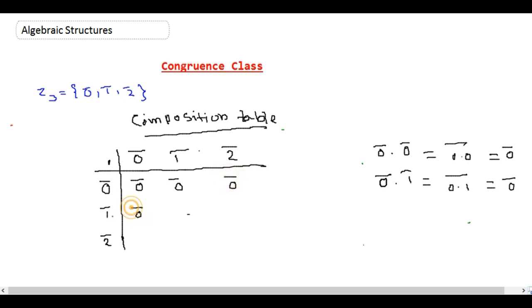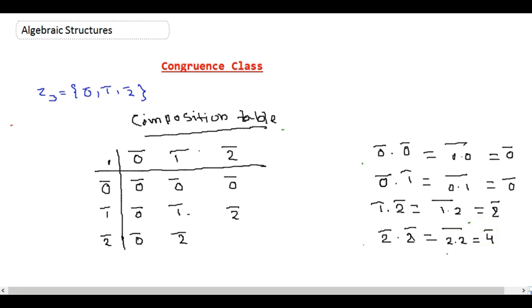1 into 0 is 0 bar, 1 into 1 is 1 bar, 1 into 2 bar is 1 into 2 whole bar, so it's 2 bar. 2 into 0 is 0 bar, 2 into 1 is 2 bar, 2 into 2 is 4 bar. Now we divide 4 by 3, and we get the remainder 1. So 4 bar is basically 1 bar. We can see that after composition, all elements 0, 1 and 2 are from the set J3. So dot is a binary composition on the set J3.